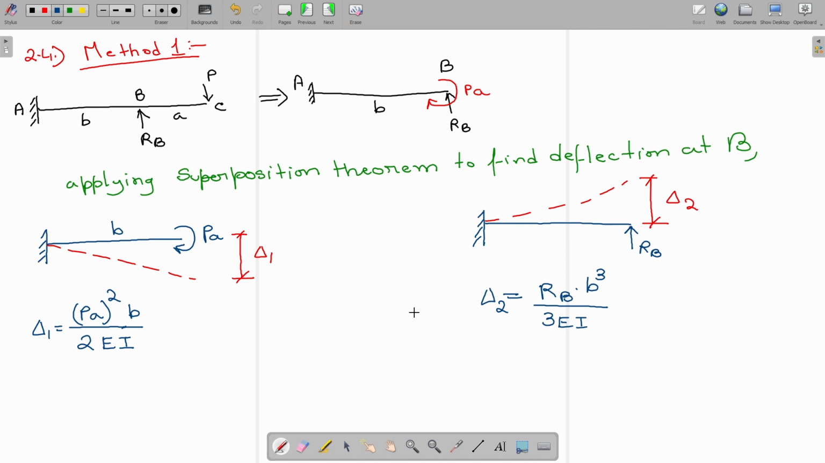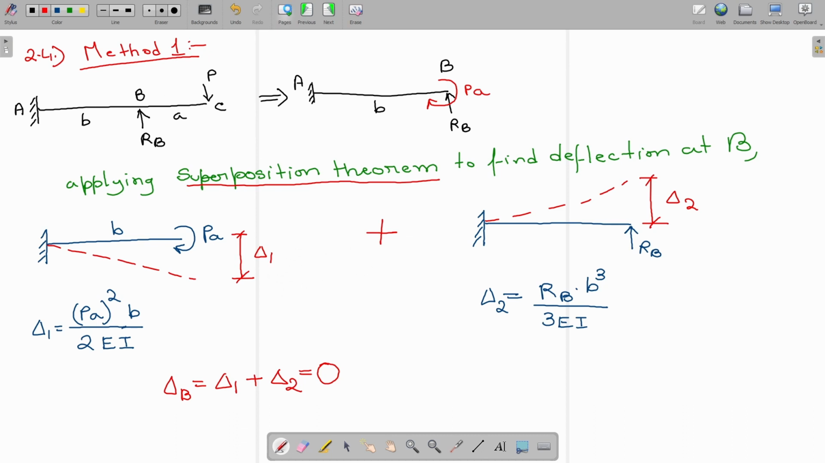Now what we are going to do is write that the deflection at point B, delta B, is equal to delta 1 plus delta 2. Now since it is a propped cantilever, at this point there will be no deflection, so the deflection will be 0. Okay, this is very important. Now this is the superposition theorem. We are going to add up the deflection.